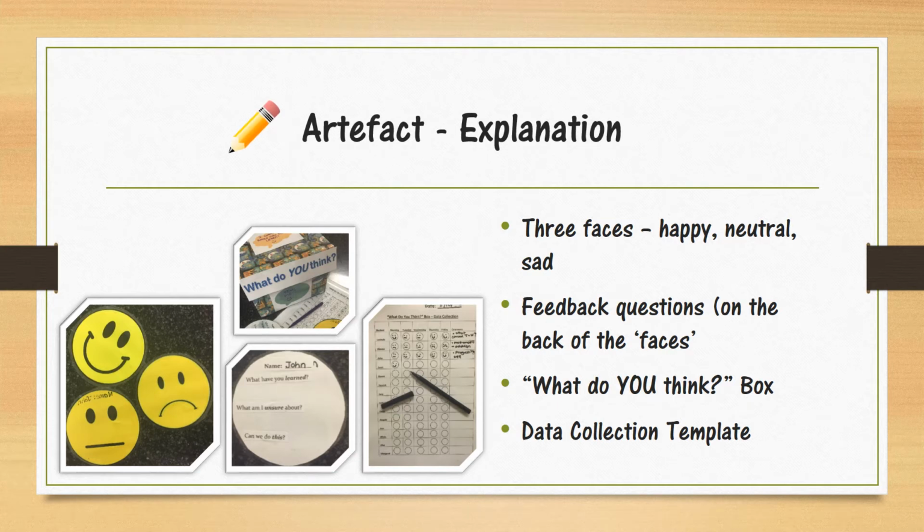This artifact includes 3 cut-out faces depicting 3 different emotions, a set of feedback questions, a what do you think collection box, and a data collection template. The students will have in their possession 3 cut-out faces with their names on all 3. One face will be happy, one will be neutral, and one will be sad.